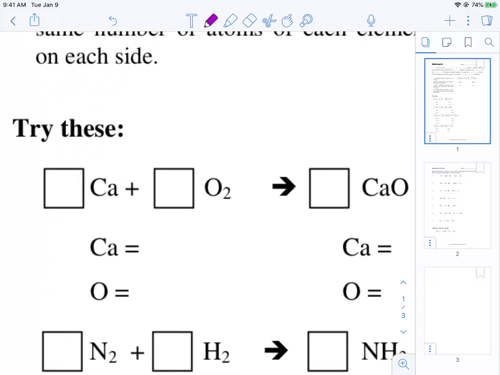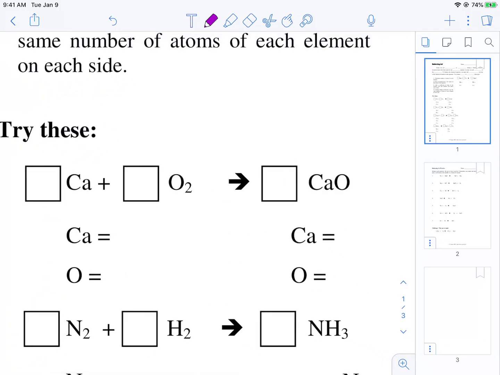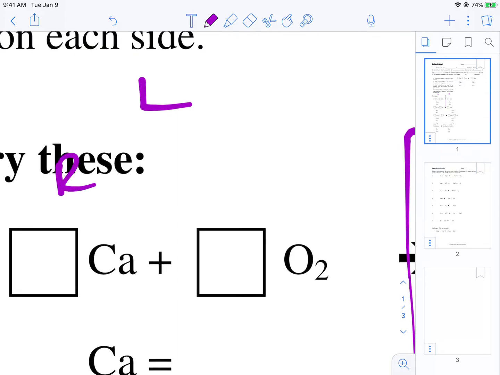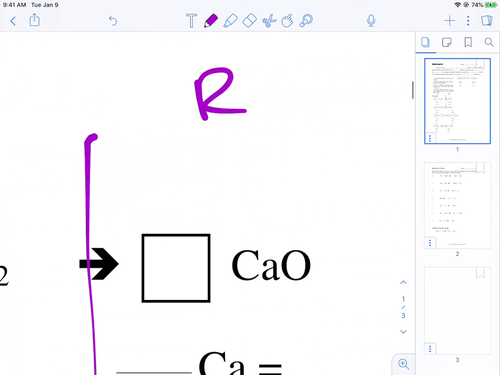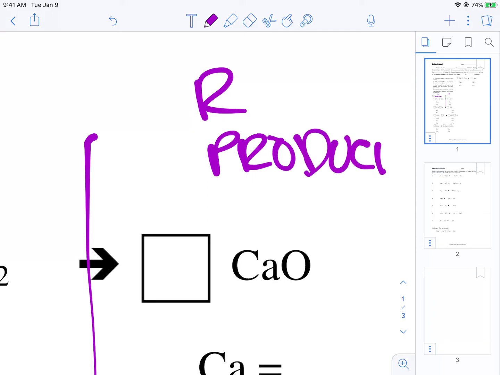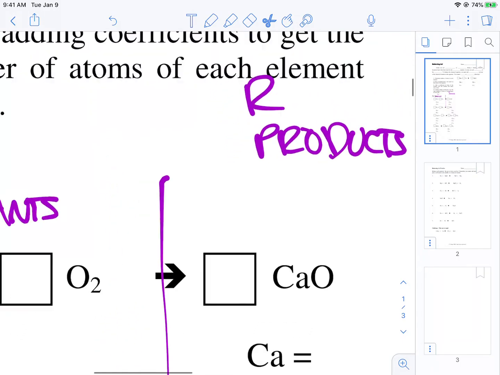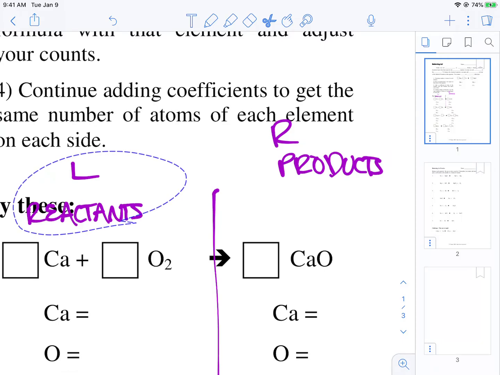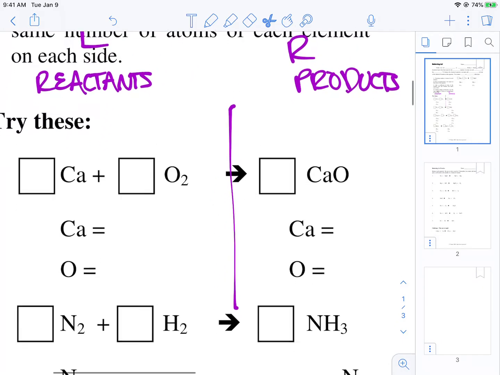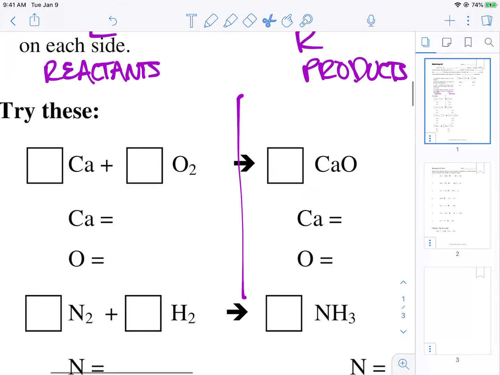So the first thing that you do for every problem is divide it into two sides: your left side and your right side. The left side is always going to be the reactants, and the right side is always going to be the products. So what we're doing is making sure that the reactant side is the same as the product side. So everything on the left side should be equal to the right side in terms of each element.